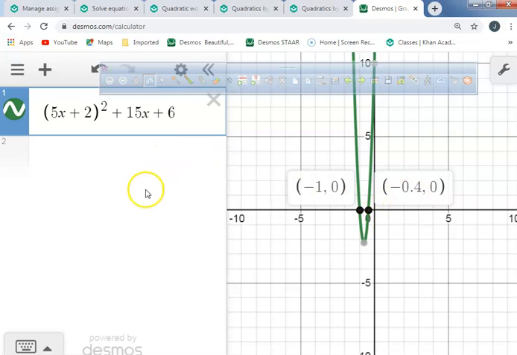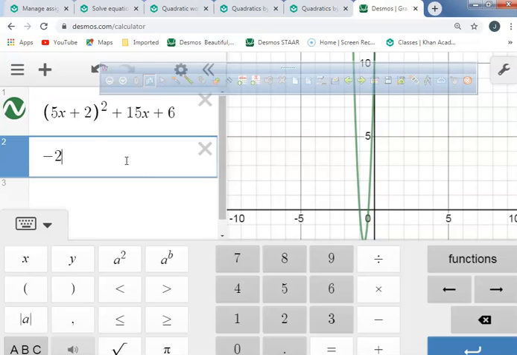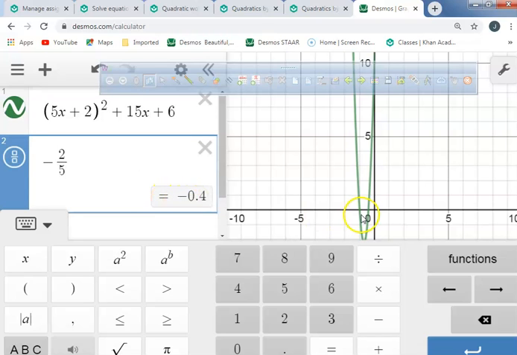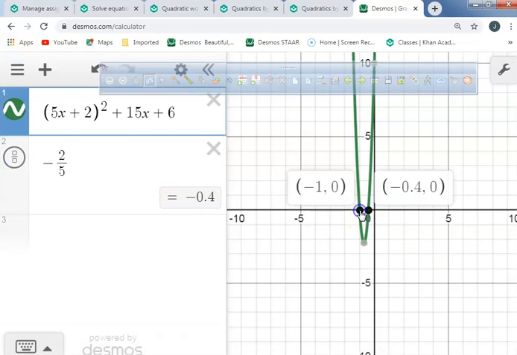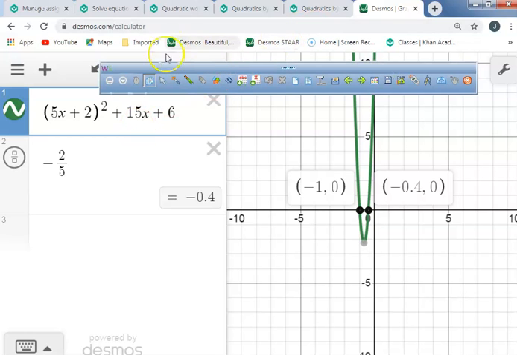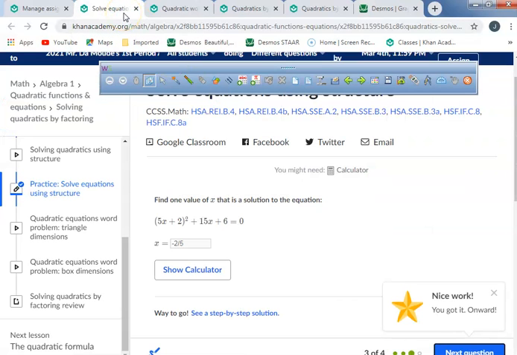What was one of our answers? Negative 2 divided by 5, which is that negative 0.4. So that's one of the answers. There's the other answer. I don't want you guys to simply type it into Desmos because you're really not testing your algebra skills, but that's how you would check yourself before you wreck yourself. Okay? But if you just use this, then you're not going to be ready for any test. When it comes to time for the test, it won't work. So that's how you guys solve equations using structure. Good luck.